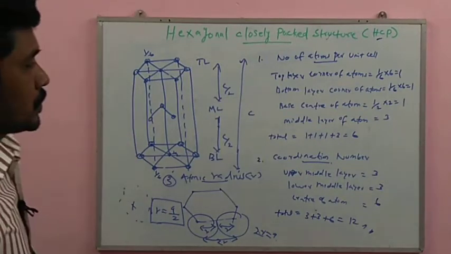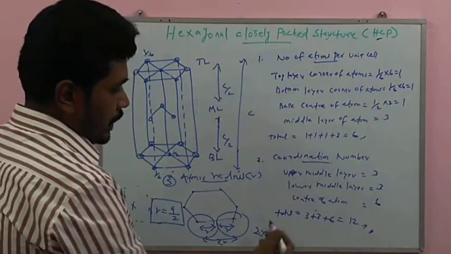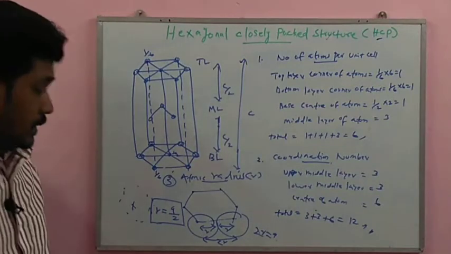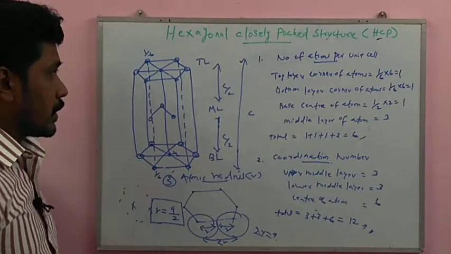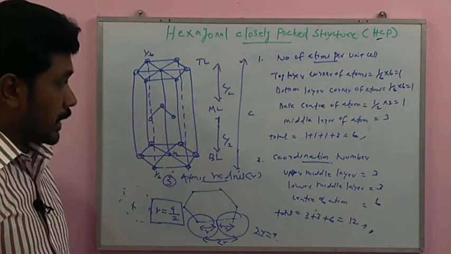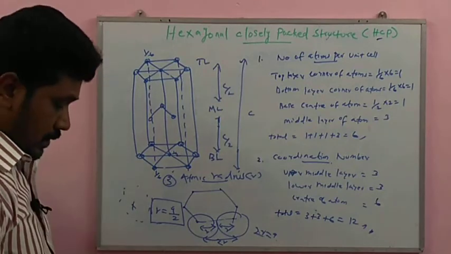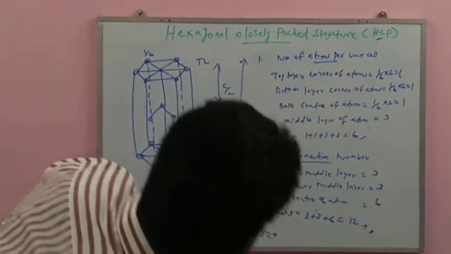Understand? So first, the number of atoms in HCP is 6. Then the coordination number is equal to 12, and the atomic radius of HCP is equal to A by 2. Understand? So next we go to another simple calculation, the ratio of C by A values. Okay, the simple calculation.